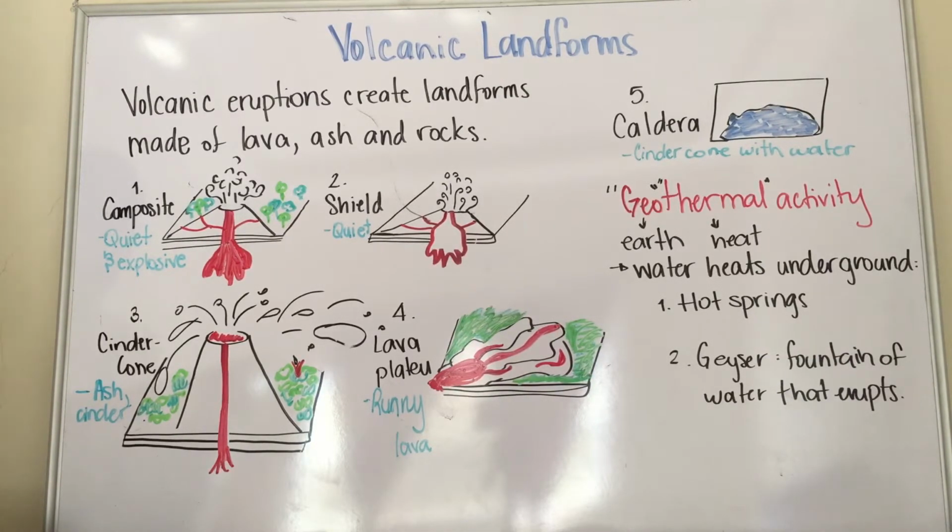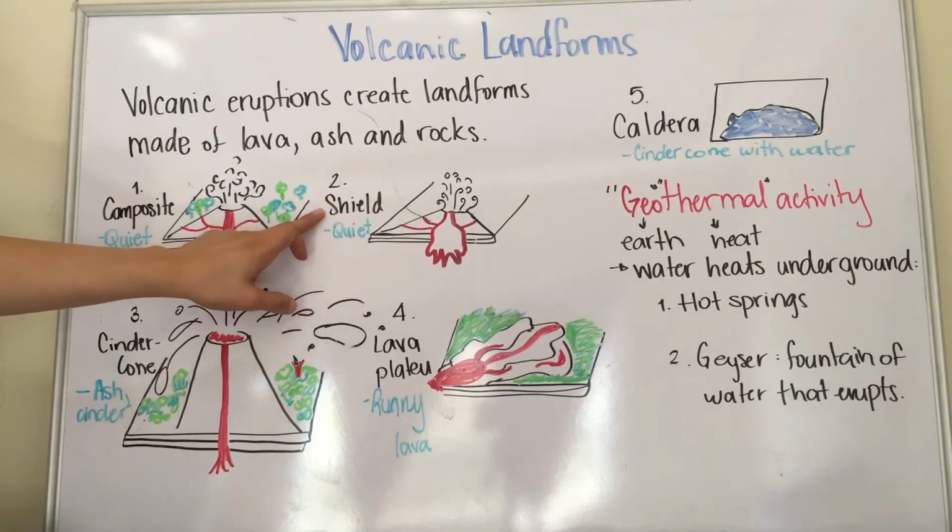Composite volcanoes are tall, cone-shaped mountains with layers of lava and layers of ash. They make quiet eruptions, meaning they just let lava go out, but they can also be explosive because they have a magma chamber below. So they can make quiet eruptions, but they can also make an explosive eruption. And number two, we have a shield volcano.